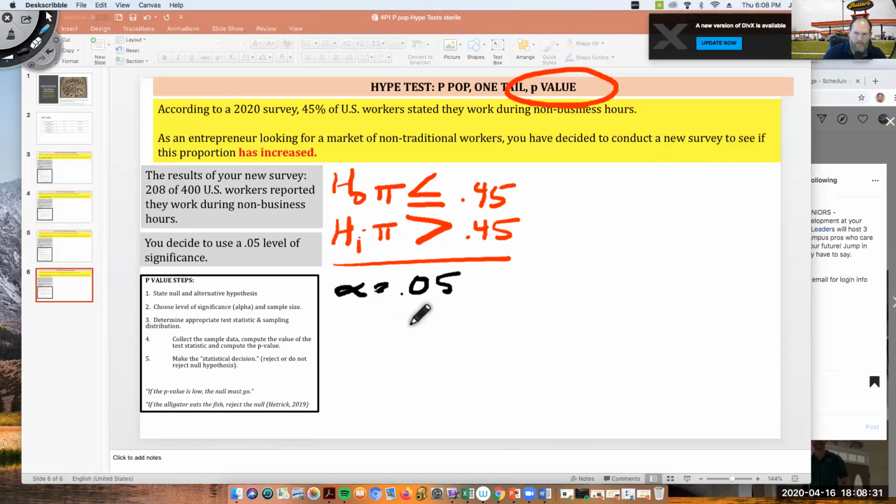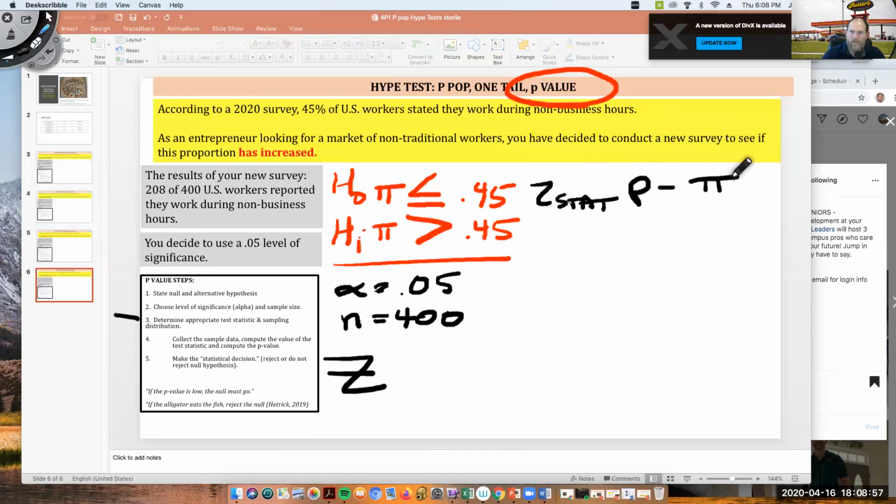Most of the time I see 0.01. I think when people do stuff with a higher level of significance, it's almost like, why bother? But anyway, I digress. n is 400. Appropriate test statistic and sampling distribution, we know: z distribution, z stat, p minus this over this.